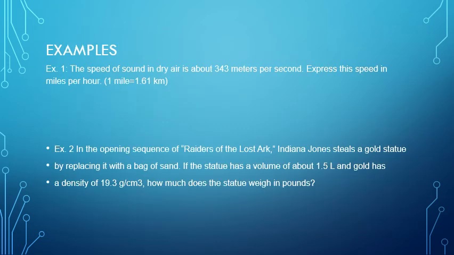The speed of sound in dry air is about 343 meters per second. Express this speed in miles per hour. So when I look at this, here's one key thing that we need to watch out for. Notice I have this per. That means that I have two units now, meters going into miles and seconds being converted into hours. But because of the per, that tells me that the time component is in the denominator.